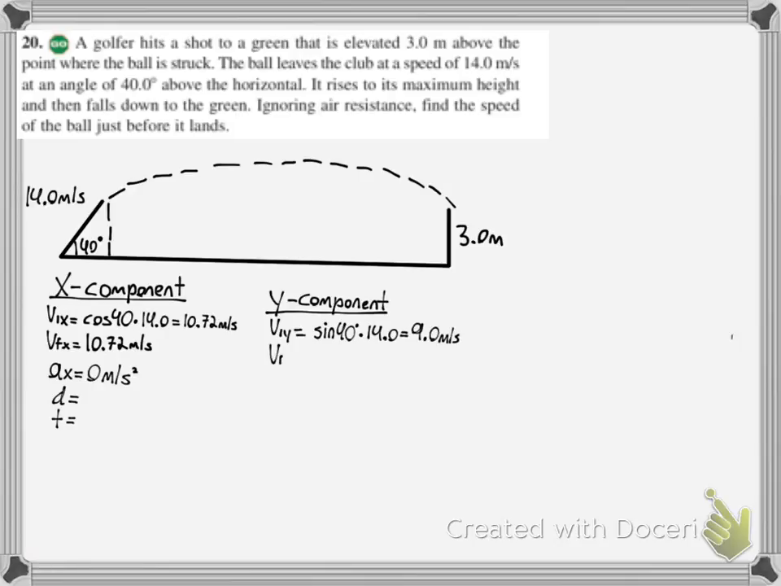For our y components, we use trigonometry again and find the initial velocity in the y is 9 meters per second. The final velocity in the y we don't know. The acceleration in the y is negative 9.81, and the displacement is 3. The time we don't know.